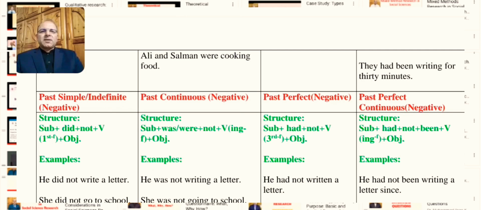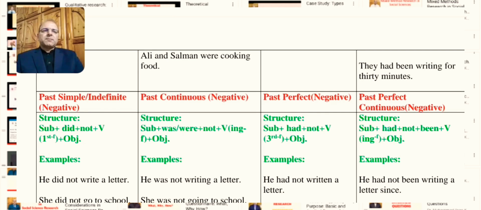Many students make a mistake here, and they write he did not wrote a letter. So two second forms generally do not come. That is an incorrect presentation of the past simple tense in its negative form. The past continuous, you can see subject plus was, were plus not plus verb ing form.